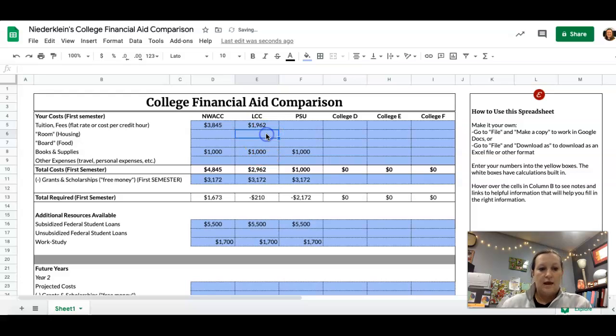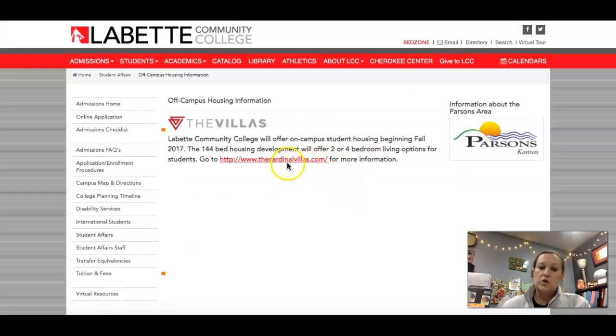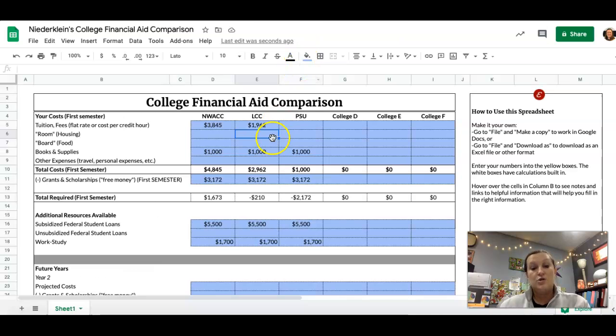1962. Again, they do have housing that is off-site housing that you can look at, and again, you would have to go through that. Or if you were going to the Cherokee Center, if you were going to drive back and forth, you do have to have a place to live, and you do have to have food to eat. So there should be something in those columns.